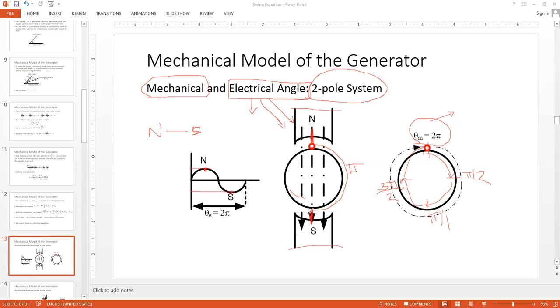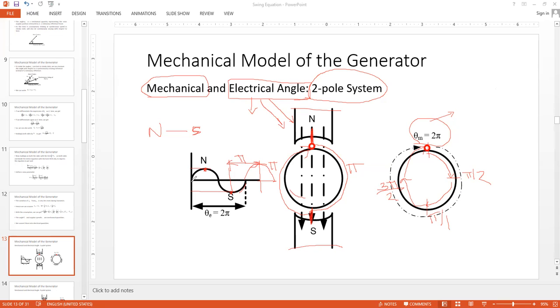And if I move again from here to here, how much do I travel? Another 180 degree, another complete phase shift. So if I continue with that, from here to here, this is again pi.